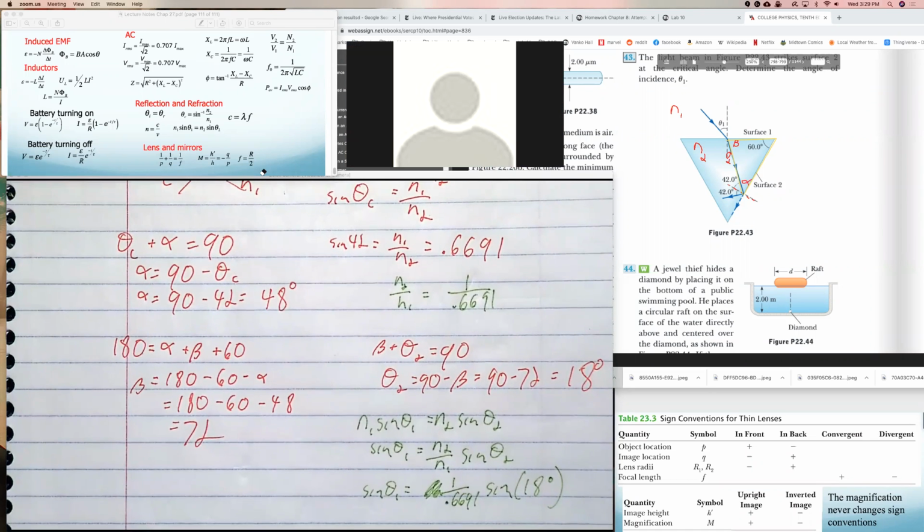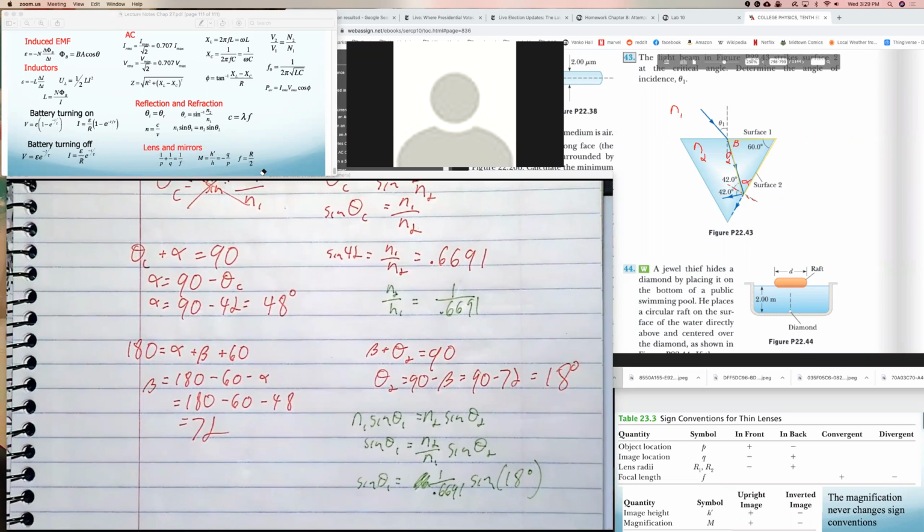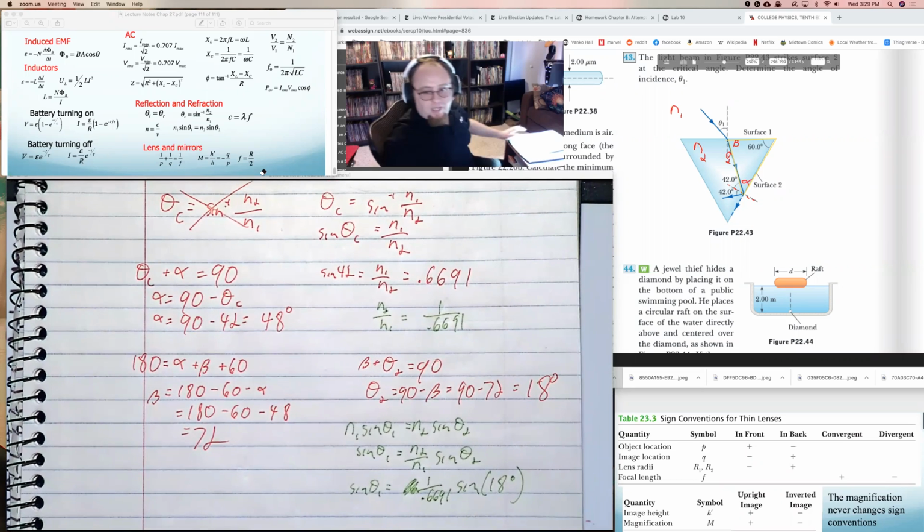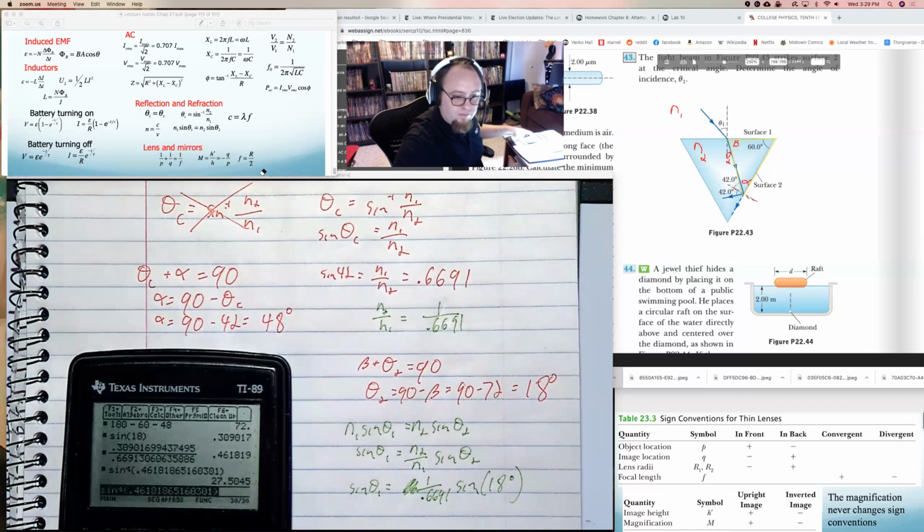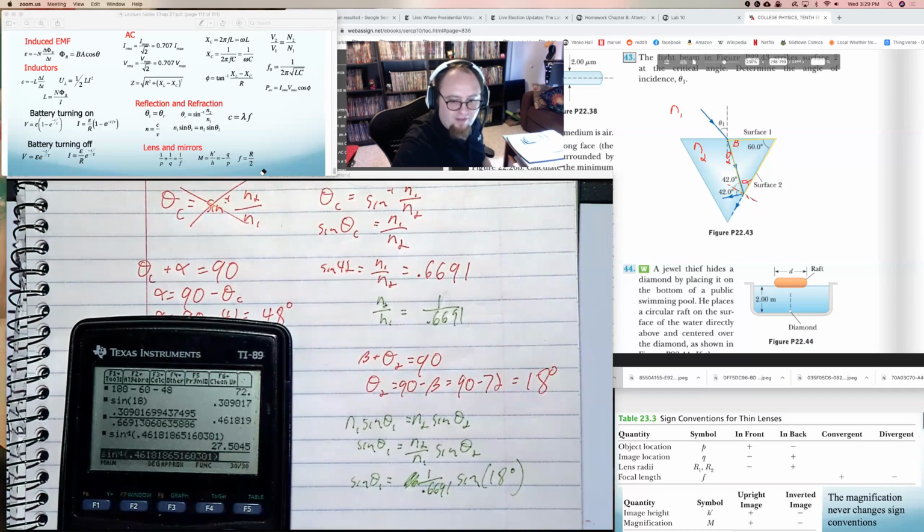Can you scroll down? Yep, I was just realizing that. And so I can just do that. The sine of 18 is 0.309. We'll divide that by 0.6691, and then we'll take the inverse sine. My angle ends up being 27.5 degrees. I didn't know n1, I didn't know n2, but I knew the ratio.